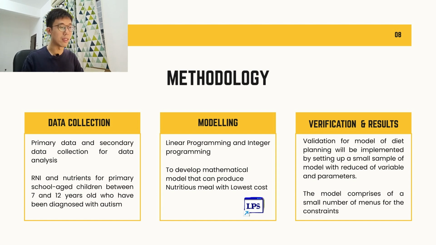So the methodology of my research is categorized into three parts: data collection, data modeling, and verification and results. Primary and secondary data is collected through interviews, research, books, and journals for the nutrient requirements for primary school children between 7 to 12 years old. Linear programming and integer programming are used to develop the model to produce the meal that meets the nutritional requirement with the lowest cost. A small number of samples will be taken from each food group to validate the models and results.